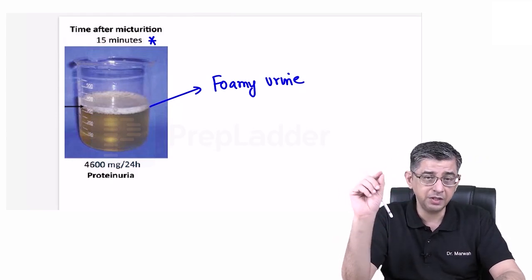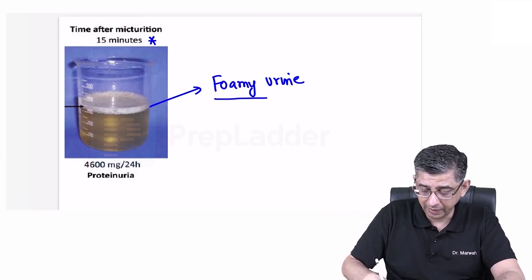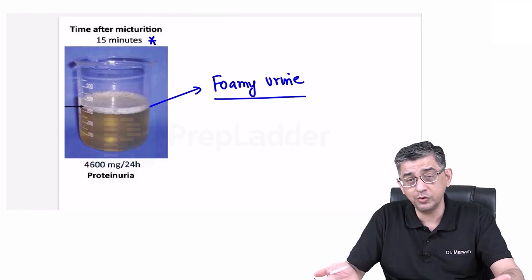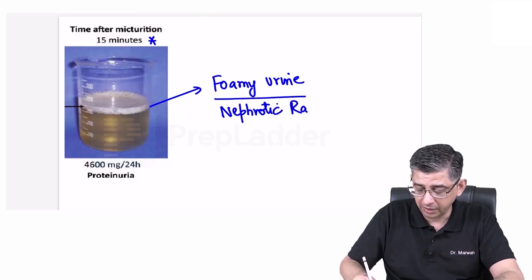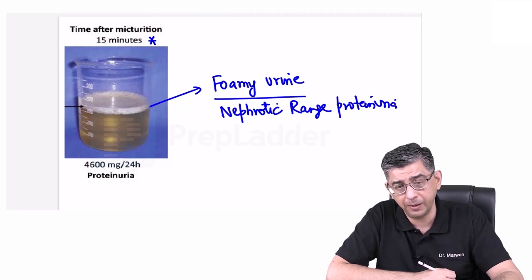So whenever a patient is saying the word foamy urine, I agree to the fact that the first urine sample can be foamy as well, but then I explained to you that it should settle. So foamy urine, if written in a multiple choice question or complained by a patient, you must take into consideration a substantial amount of proteinuria present in this patient, and that would be to the range of nephrotic range proteinuria.